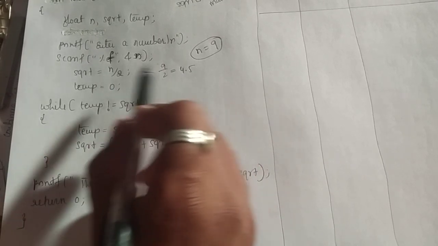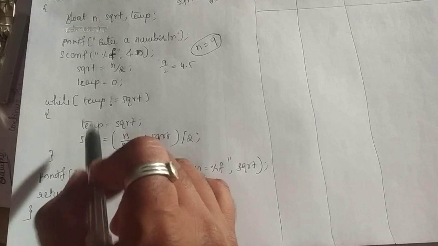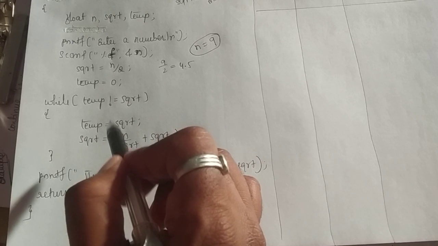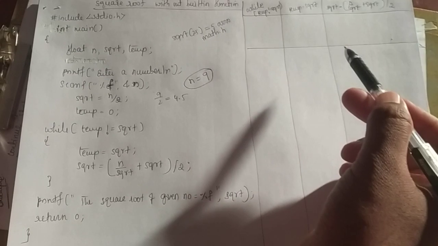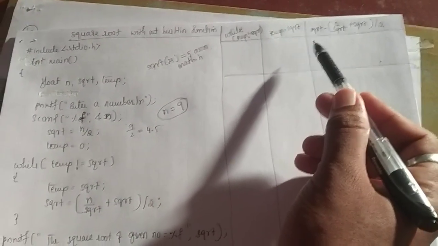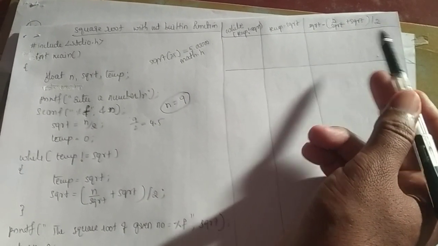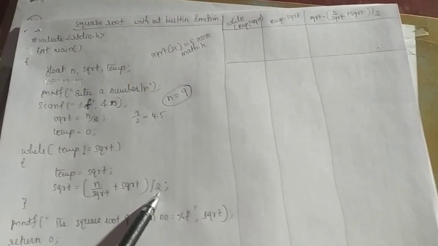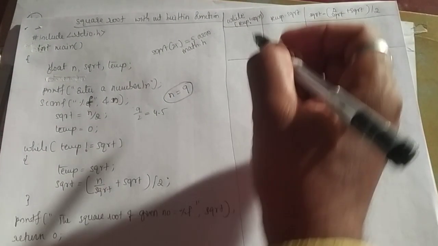Now these two values we have to substitute in the while loop. Here is a while with some condition, and inside there are two statements. You can see one set of curly braces here. These two statements will be executed each time the condition is true. I have written these statements here: while condition first, then temp equals sqrt, and sqrt equals (n by sqrt plus sqrt) whole thing divided by 2. This is the numerator and this is the denominator. Now we'll see how it executes. The first time we are checking the condition.